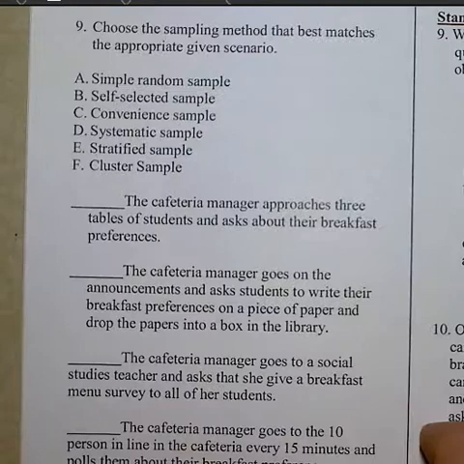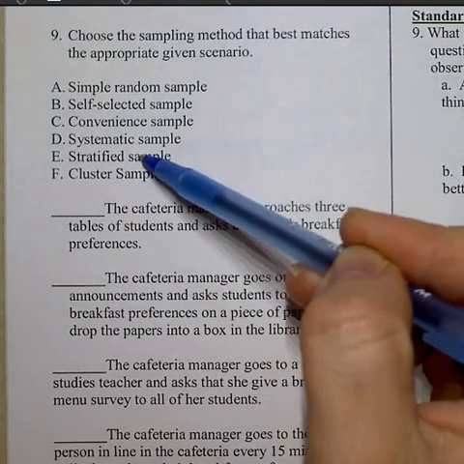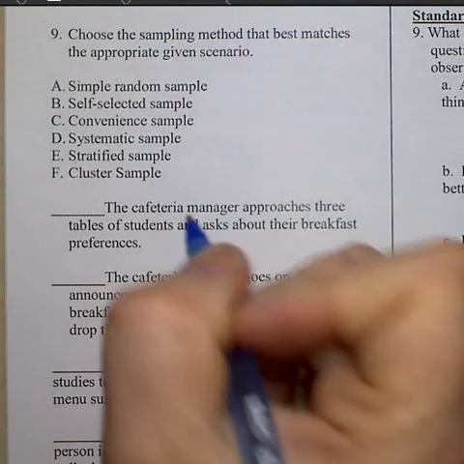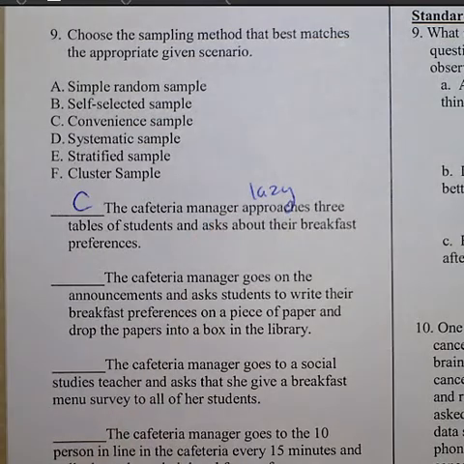Okay, the next part, I'm going to read each of the 6 examples, and each one is going to match up with one of the ones up above. So a cafeteria manager wants to know about breakfast preferences of students for upcoming meals that she's planning. And so she needs to get feedback from students. So she just walks up to the 3 closest tables and asks them what their breakfast preference is. That is an example of convenience sampling. It's lazy. She just walks up to the 3 closest tables. She asks those students, okay, I'm done.